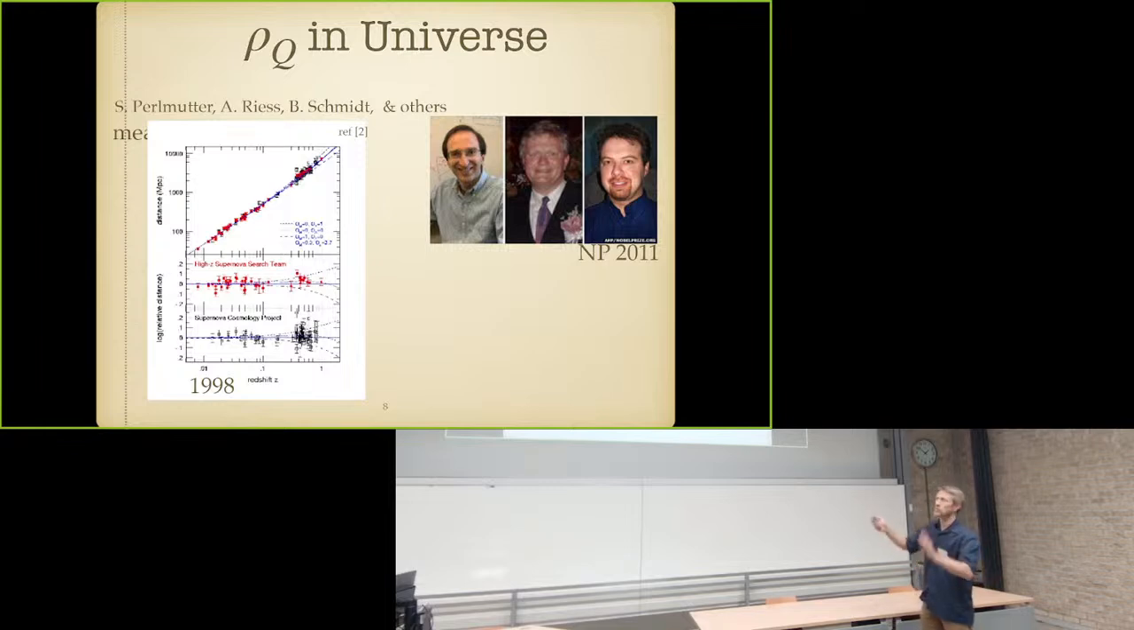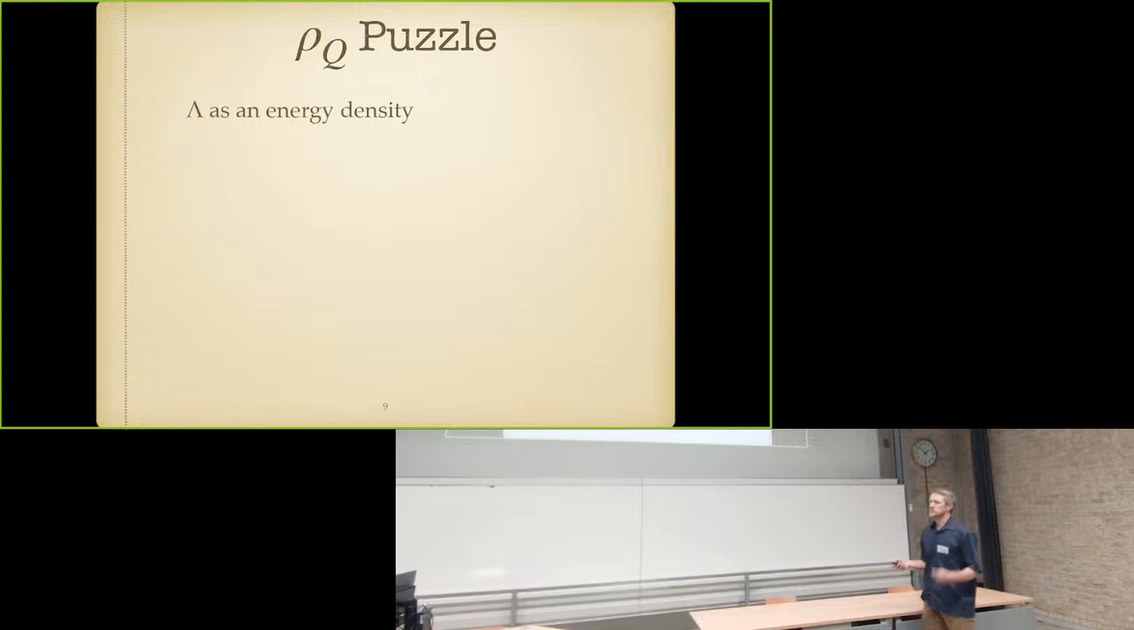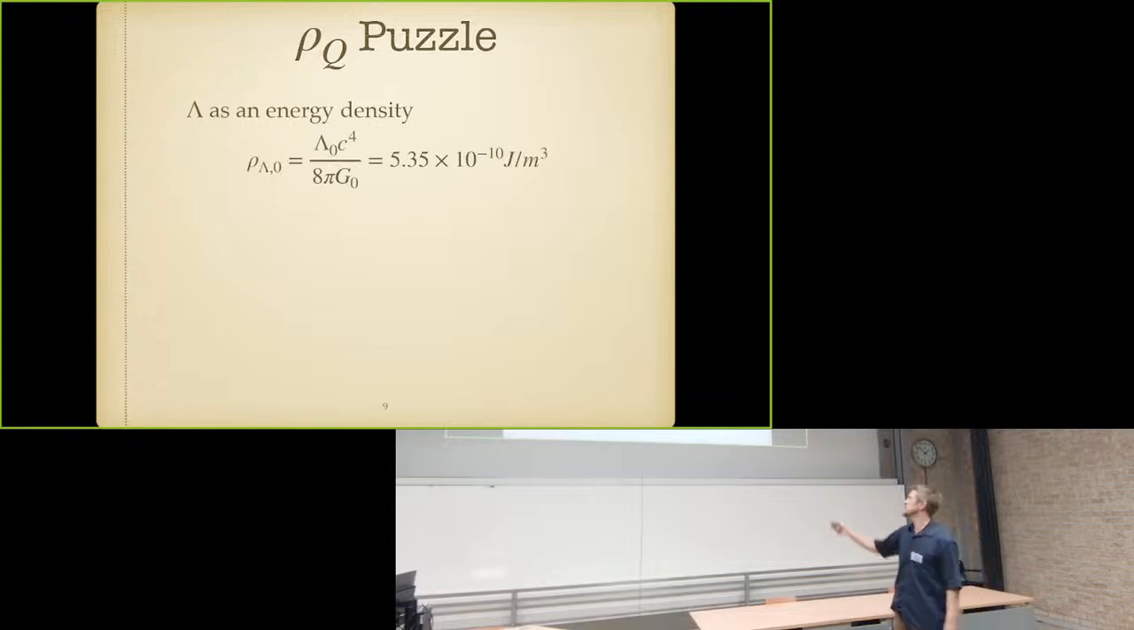I just rush over it because you, of course, all know. So there's this expansion parameter for the scale factor of the universe, and this can be interpreted in terms of a cosmological constant in the Einstein equations, the red thing I showed you before. You can translate this to an energy density just by fixing the units, including c and G naught, Newton's constant, and you get this value here.